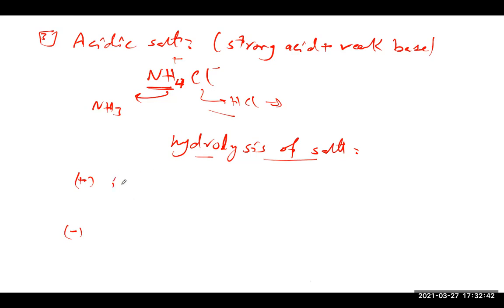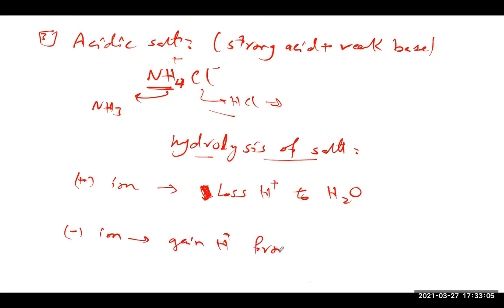If the positive ion is reacting, it will react with H2O and lose H plus to H2O. So this one will lose a hydrogen ion to H2O. The negative ion will gain H plus from H2O. And this will be called the hydrolysis reaction.